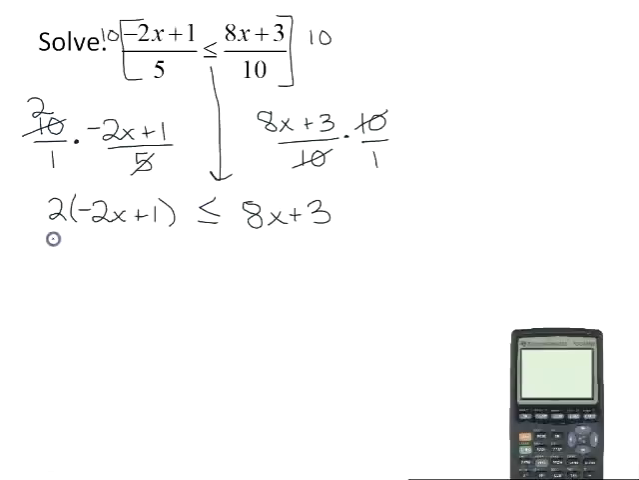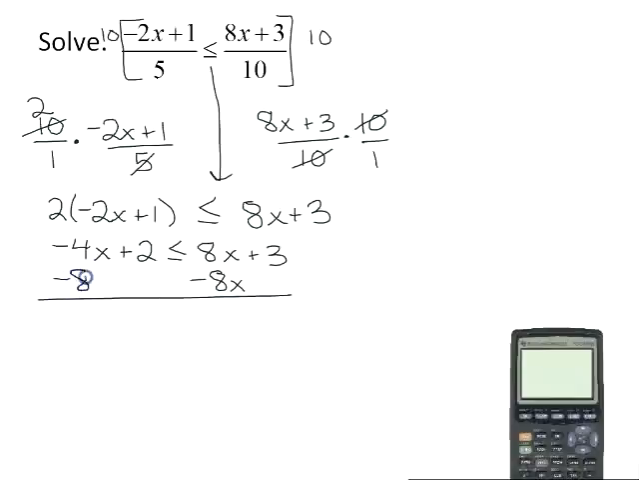Now this looks similar to what I just had. I'm going to distribute the 2. So that's negative 4x plus 2 is less than or equal to 8x plus 3. Now I need to get my x's on one side. When you're dealing with inequalities, it's typically best to keep your x on the left side of the inequality. So I want to get rid of the 8x by subtracting 8x from both sides. Then I'll have a negative 12x plus 2 is less than or equal to 3.